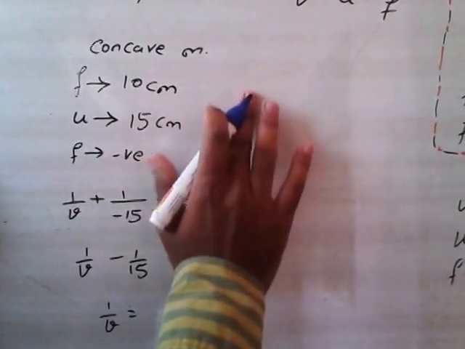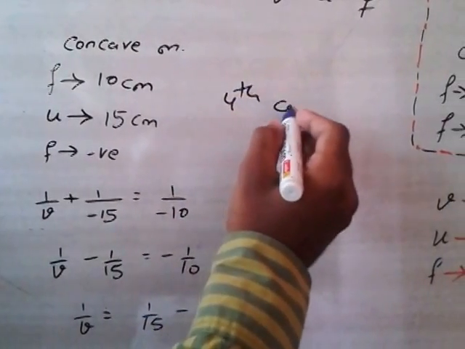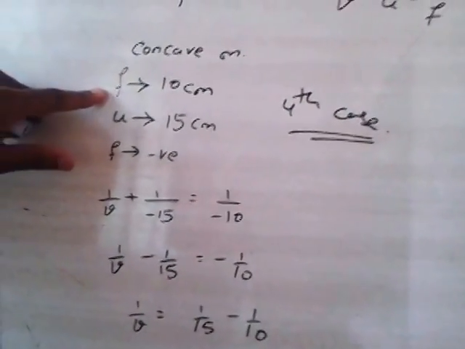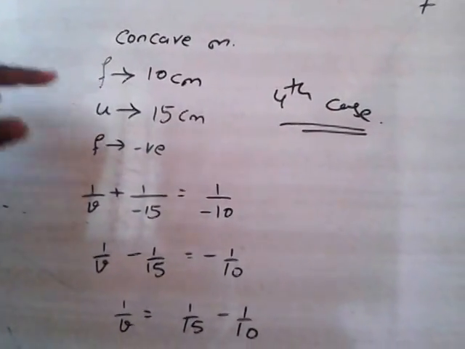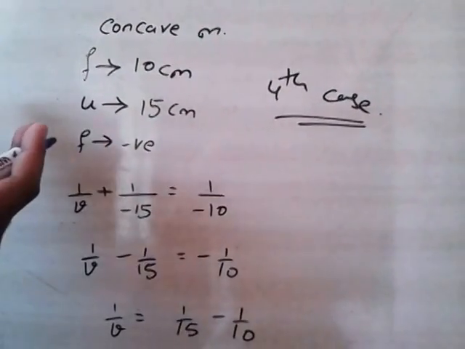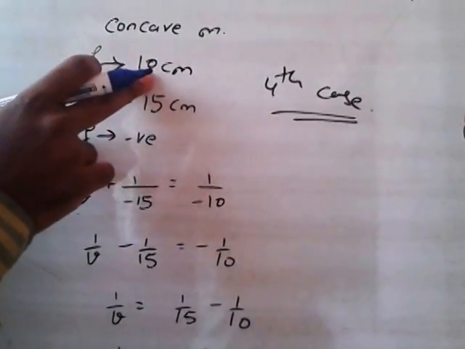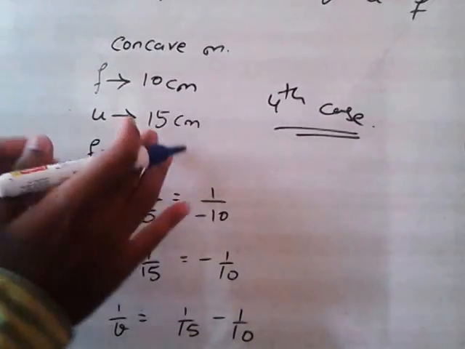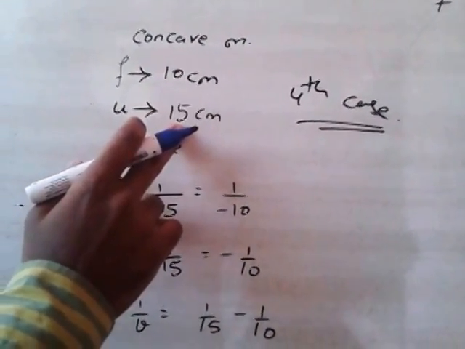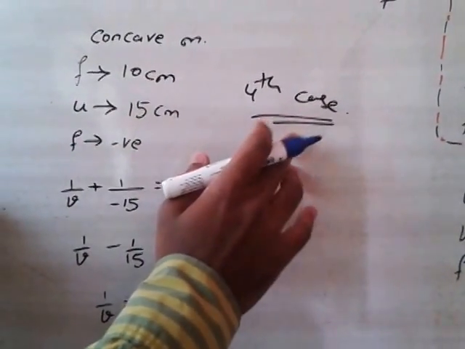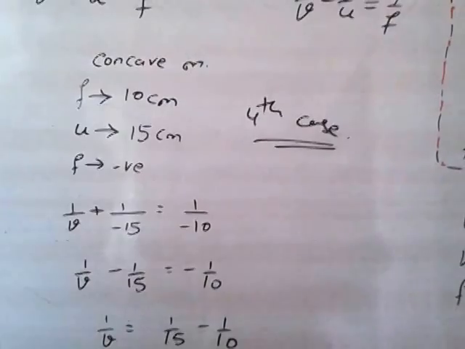So actually this comes under the fourth case, where your object is placed in between center of curvature and focus, because your center of curvature is going to be at 20 centimeter and focus is going to be at 10 centimeter. So object is placed in between the center of curvature and the focal length. So this is going to be the fourth case of a ray diagram. So let's solve this problem.